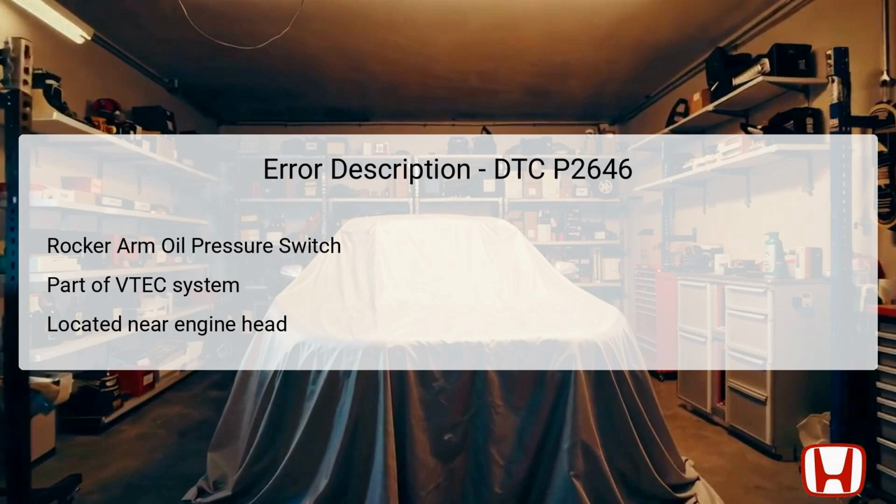Typically, the rocker arm oil pressure switch is located near the engine head, functioning to maintain optimum oil flow for activating the rocker arms. When the voltage in this circuit is lower than acceptable thresholds, it triggers the DTC P2646, indicating a potential malfunction. Specifically, the system may fail to engage VTEC, leading to compromised engine performance, especially during acceleration. Correct diagnosis of this issue is vital to ensure the engine performs as intended.